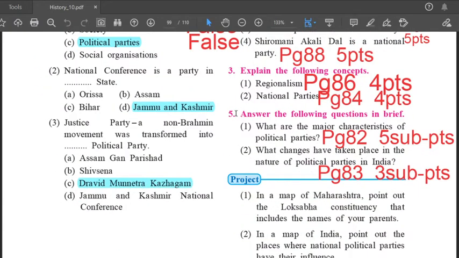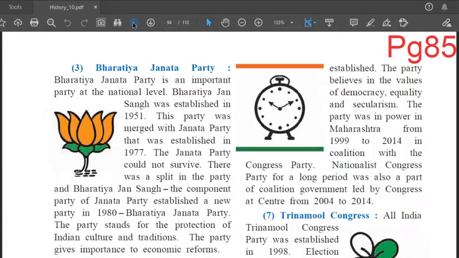Question number 5. Answer the following questions in brief. The first one, what are the major characteristics of political parties? Now this is a big answer, children. So the answer to this is on page number 82 and there are 5 sub-points. So let us go to page number 82.